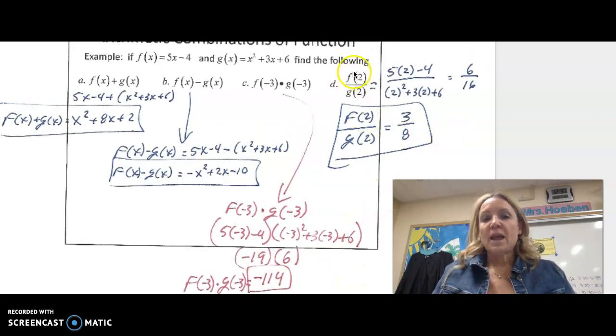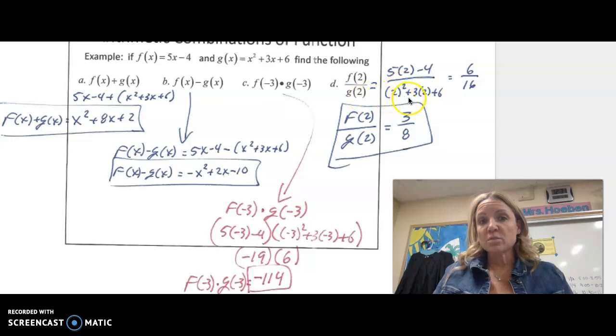Part D, now we're going to divide, and we're not just going to leave the x in there. This time we're going to plug in 2. So we're going to take the f of x, which is 5x minus 4, plug in that 2, and divide it by the g of x, and plug in the 2 as well.